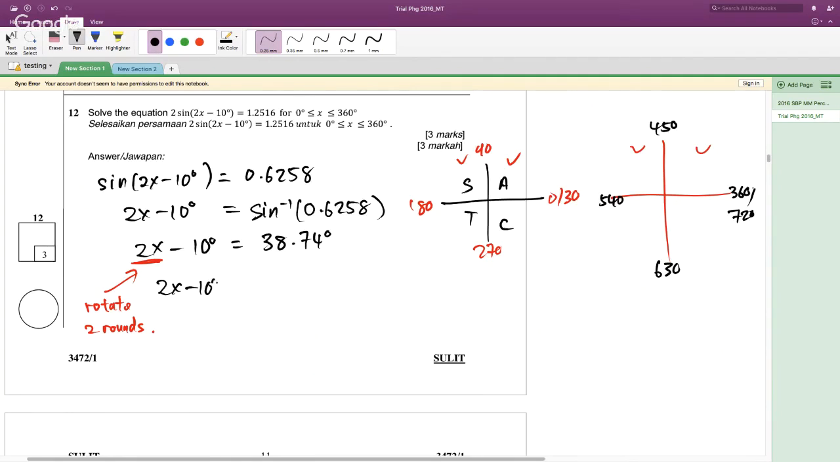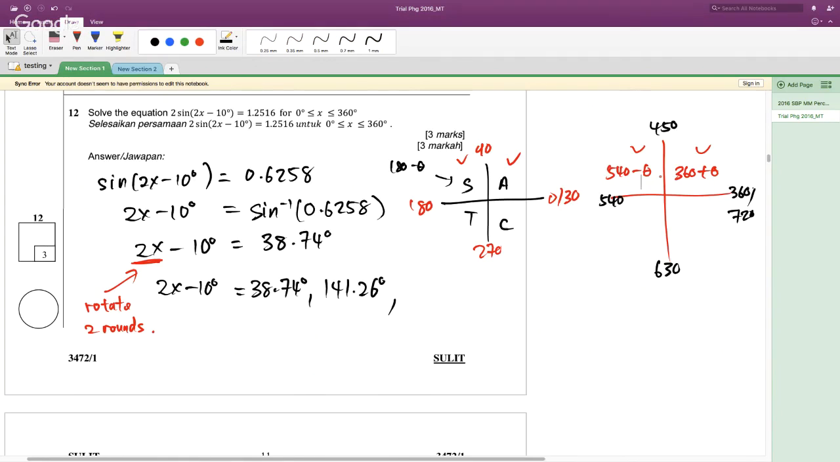2x minus 10. So this first one is 38.74, which is correct. In the second quadrant it is 180 minus angle. So I will use 180 minus 38.74. I will get 141.26. And then I rotate the second round again. If I rotate the second round, the first quadrant is called 360 plus angle. This one is called 540 minus angle.